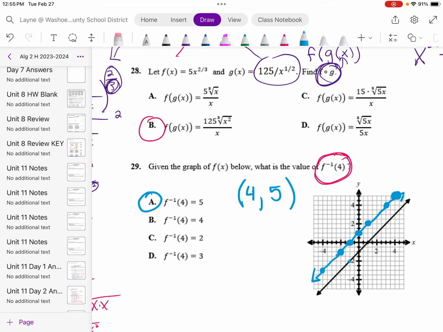Another way you could do this is inverses just mean the x and y are flip-flopped. So if you're trying to find the inverse of f of 4, then you would just find where the y coordinate on the original graph is 4. So that's over here at 5.